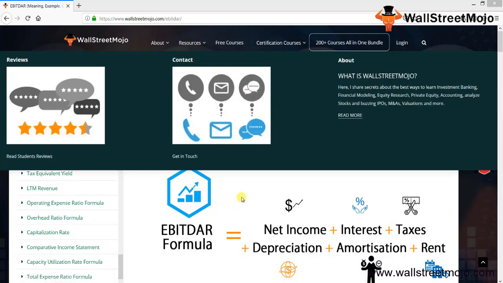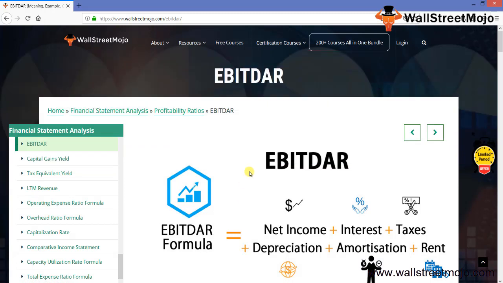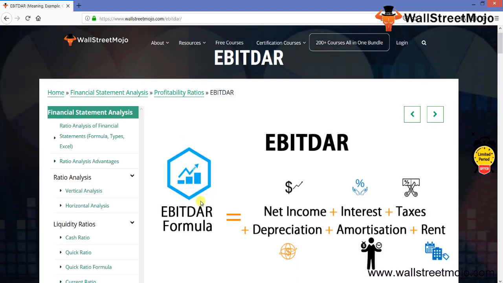Today we have a topic with us, EBITDAR, that is earnings before interest, tax, depreciation, amortization and rent. Now we'll try and understand this formula in a very detailed format. Let's begin with the formula here as it is written here.